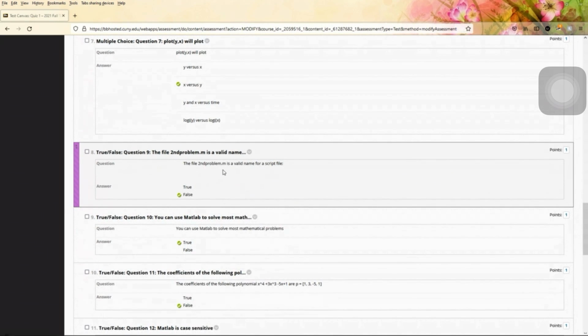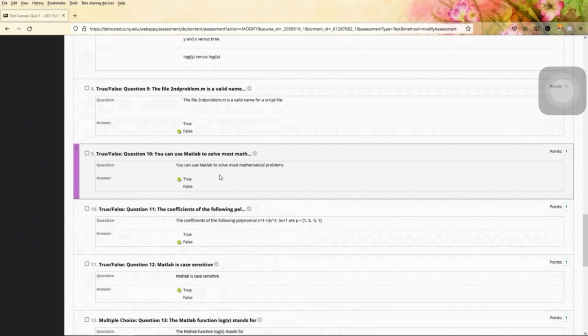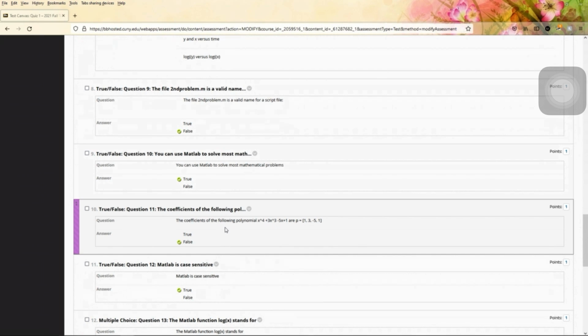Now, second problem is not acceptable, is not a valid name for a script file, because it starts with a digit instead of A to Z. It has to start with A to Z. You can use MATLAB to solve most mathematical problems. Of course, that's true. Sometimes, if you don't have the skills, or there's no function that can help you solve a problem, yes, that's possible, right?